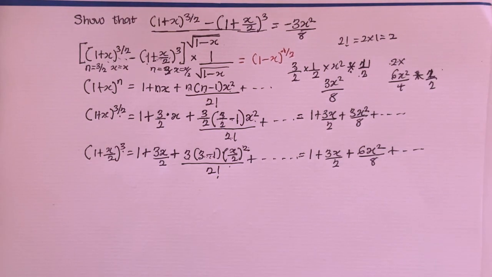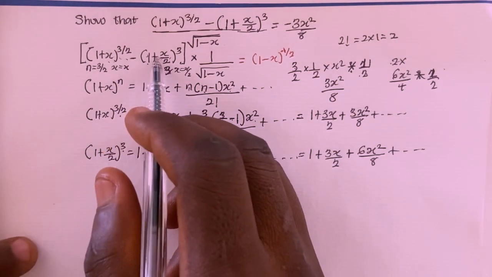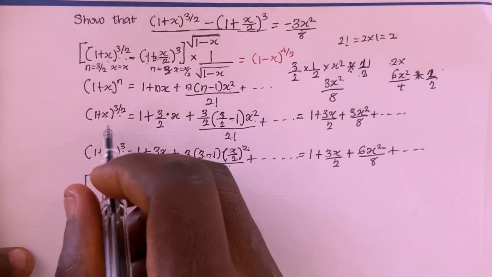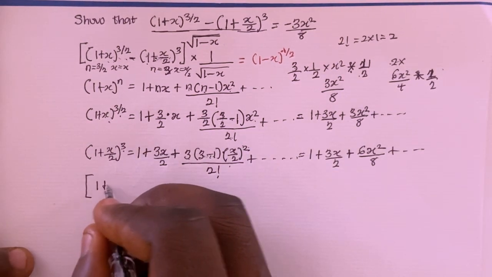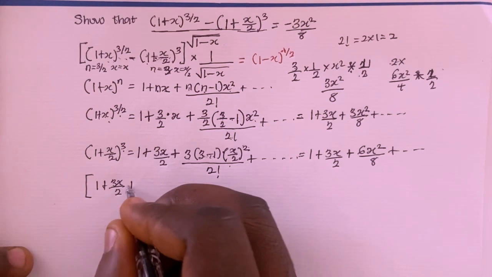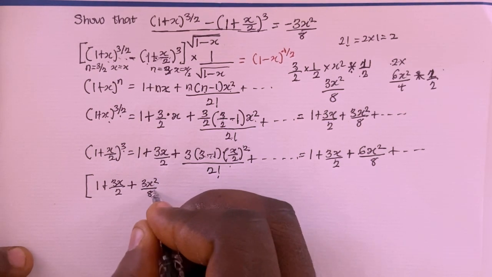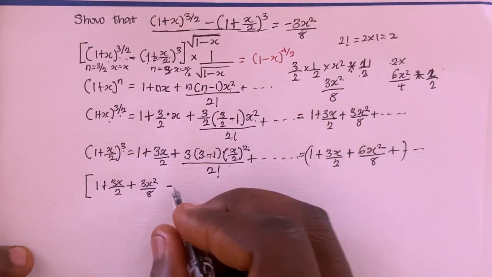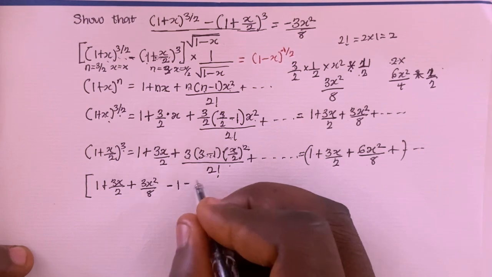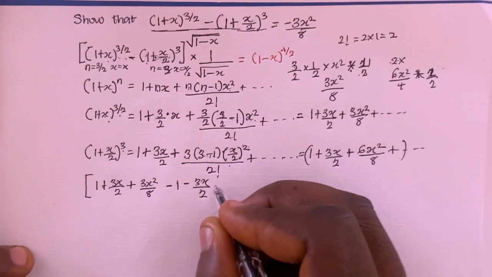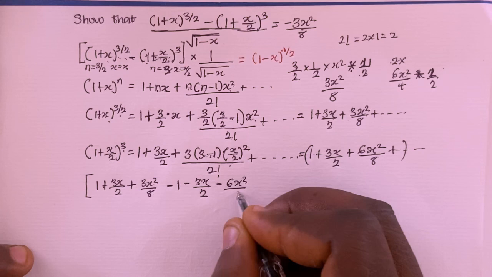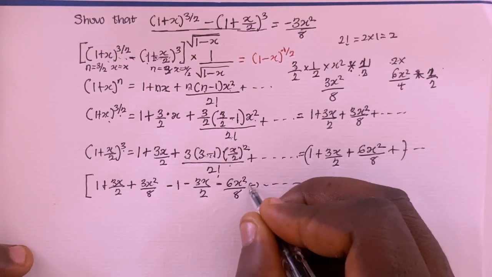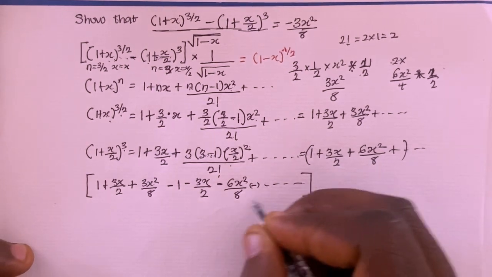So what I'm going to do now in this case is that I'm going to put both of them inside this parenthesis. I'm going to subtract it. So here I'm going to have the first expression, which is actually 1 plus 3x by 2, then plus 3x squared divided by 8. Then here I'm going to have minus. If I multiply everything here by minus, I'm going to have minus 1, right? Then followed by minus 3x divided by 2, then followed by minus 6x squared divided by 8. Then I'm going to have minus some other terms, right? Some other terms there.